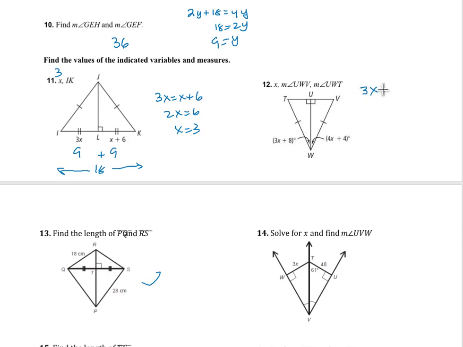On the next one, those two angles are bisected, so we set them equal to each other. And we find out that x is equal to 4. So the measure of each angle is going to be 20. 3 times 4 plus 8, and 4 times 4 plus 4.